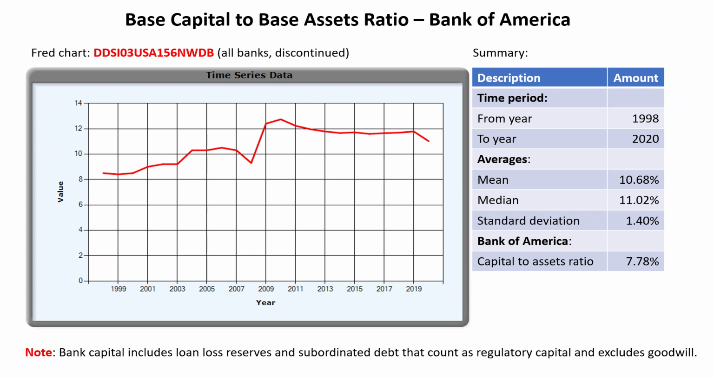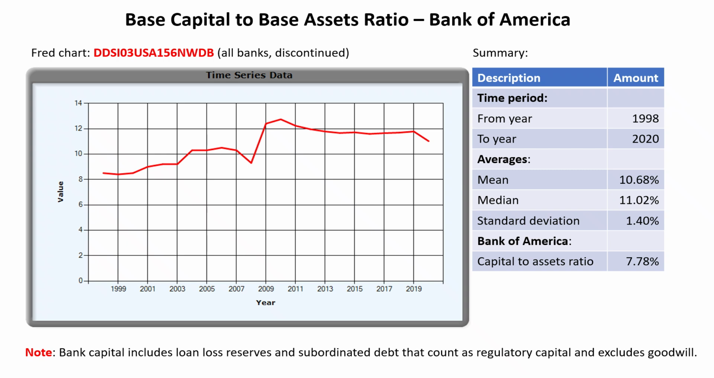Now, this series has been discontinued, which is unfortunate, but let's take a look at this anyways. If we look at the graph or the table to the right, the summary, this graph goes from 1998 to 2020, and the mean and median averages, the average capital ratio over that time period. The average was 10.68%. The median was 11.02%. And then we take a look at Bank of America's capital ratio at only 7.78%.